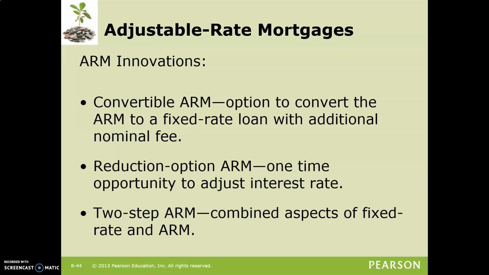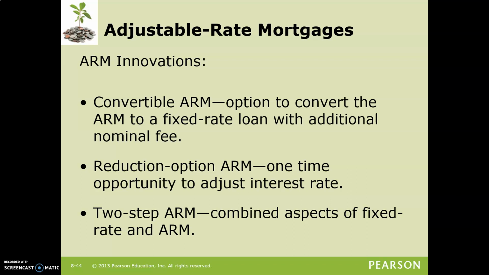Over the years, several variations of the standard ARM have been introduced, which includes the convertible ARM. It offers the borrower the option to convert the ARM loan to a fixed rate loan before a designated time, and there will usually be a nominal fee involved. And also we have the reduction option ARM. It offers the borrower a one-time opportunity to adjust the interest rate on the loan. This offer generally occurs in year 2 through year 6, and you choose if and when you will use it.